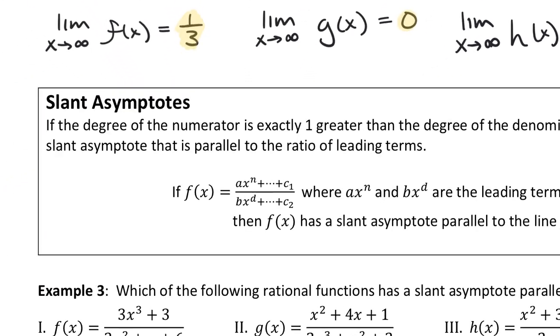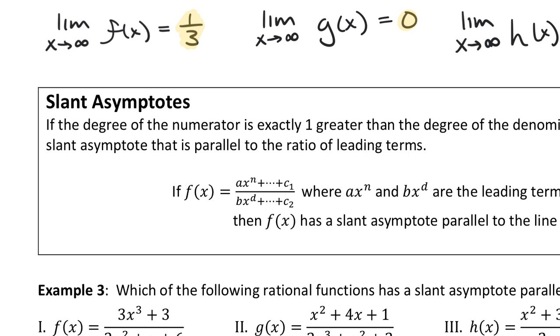So let's focus in a second. A slant asymptote occurs when the degree of the numerator is exactly 1 greater than the degree of the denominator, aka this is bigger on top by 1. If it's bigger on top by 2, it does not have a slant asymptote. If it's bigger on top by 3, does not have a slant asymptote. This only appears when it's bigger on top by 1.